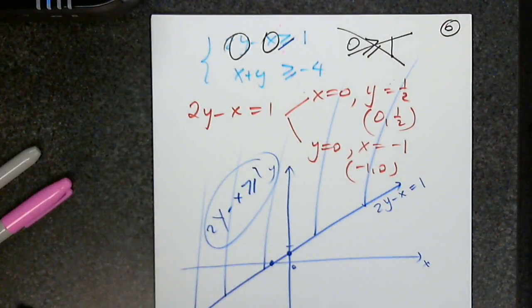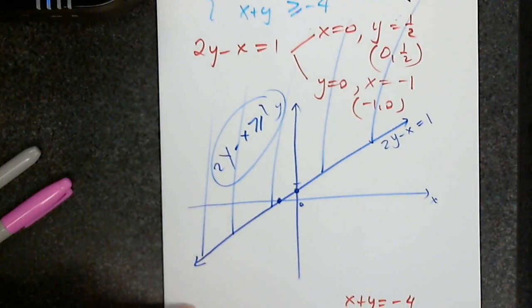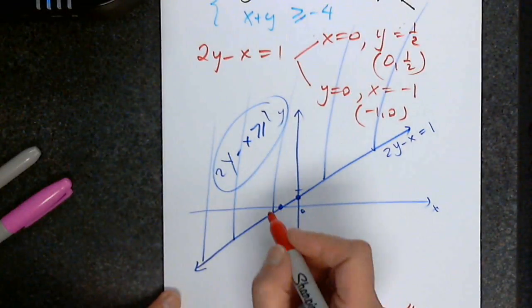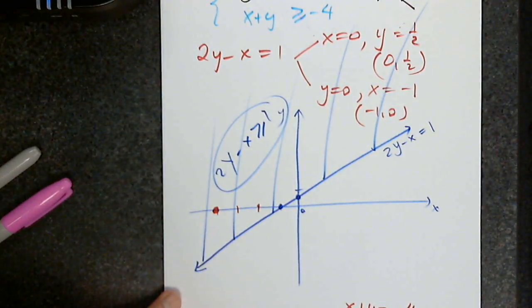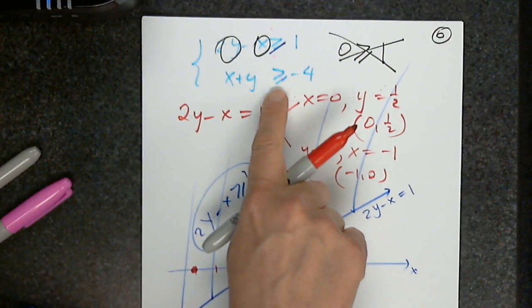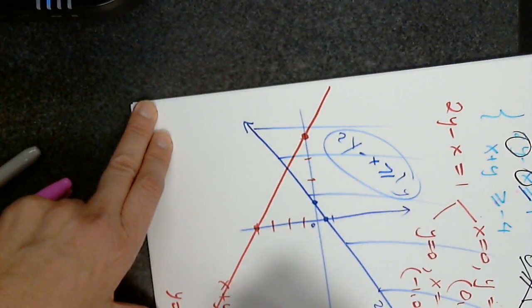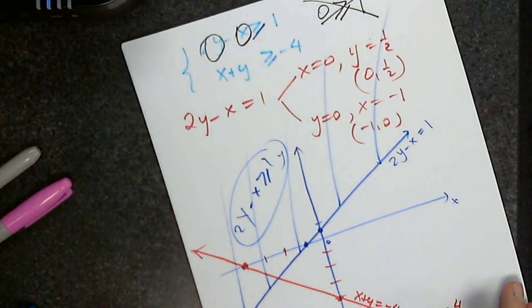I repeat for the second one. The same steps for x plus y equals negative 4. When x is 0, y is negative 4, so 0, negative 4. When y is 0, x is negative 4, so negative 4, 0. Does it have the equal symbol? Yes. So I will graph a solid line. On the line, I will write x plus y equals negative 4.